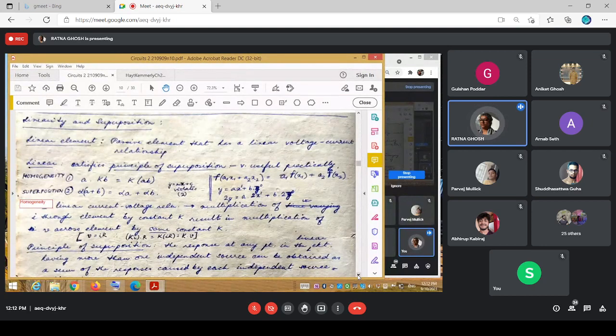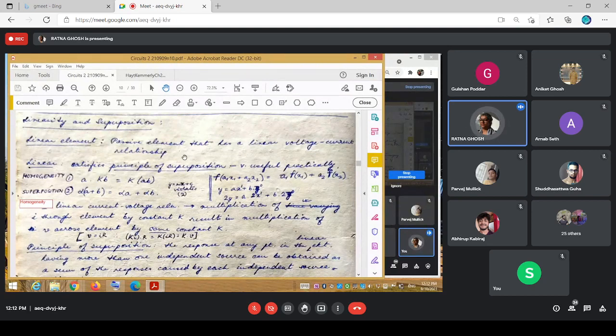So linear elements, what does it mean? We are mainly talking about the passive elements, not the active elements. Passive elements that have a linear voltage-current relationship. Why are we not talking about an active element here? Can you tell me anything? Why is it specifically mentioned passive element that has a linear voltage-current relationship? Why can't we just have said any electrical element? Can anybody tell me that?